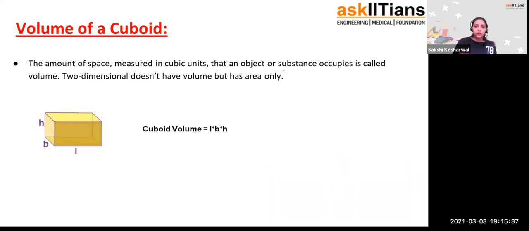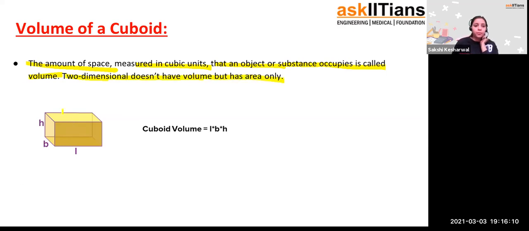So let's discuss what it is. The amount of space measured in cubic units that an object or substance occupies is called the volume. If you have any type of big container, the space contained in it is the volume, right? It's not two-dimensional. Two-dimensional means a flat surface, which has an area. So two-dimensional figures do not have volume, only an area, right?